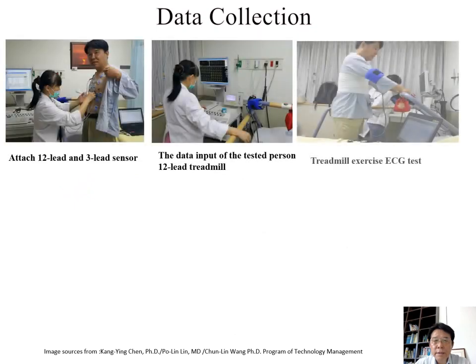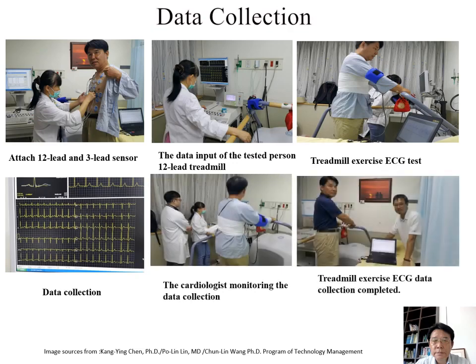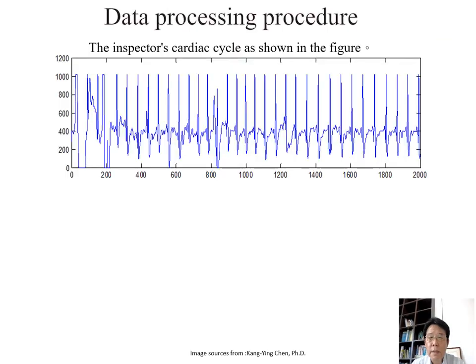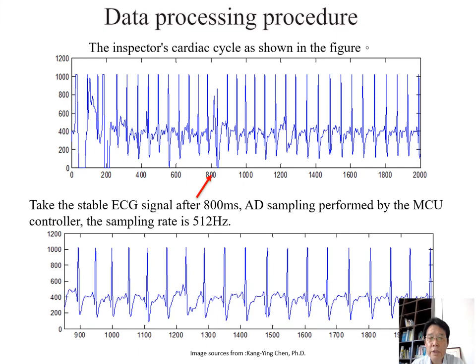Here are the data collection. Data processing procedure: take the stable ECG signal after 800 milliseconds. AD sampling is performed by the MCU controller. The sampling rate is 512 Hz.